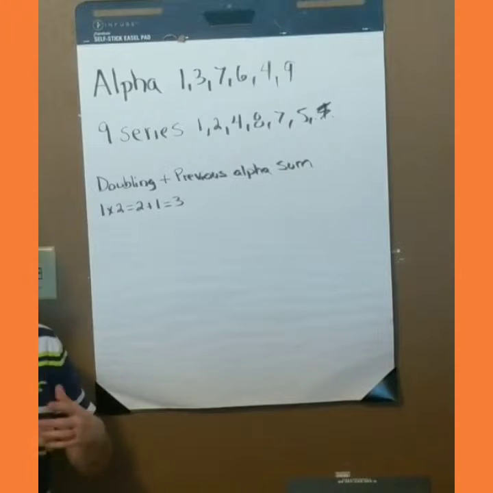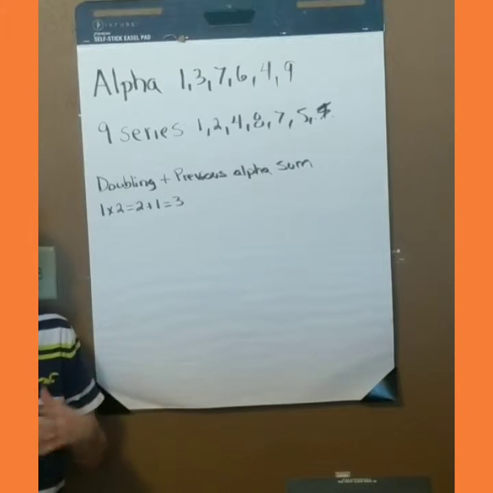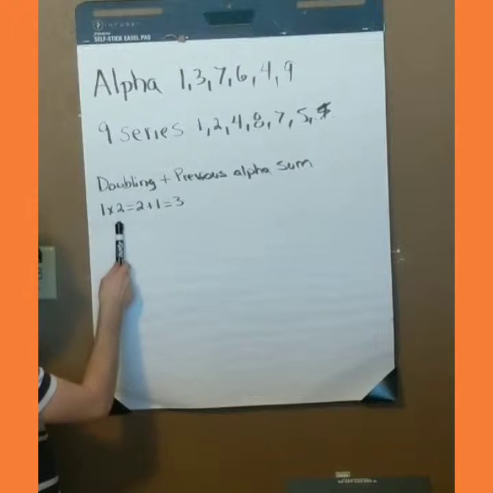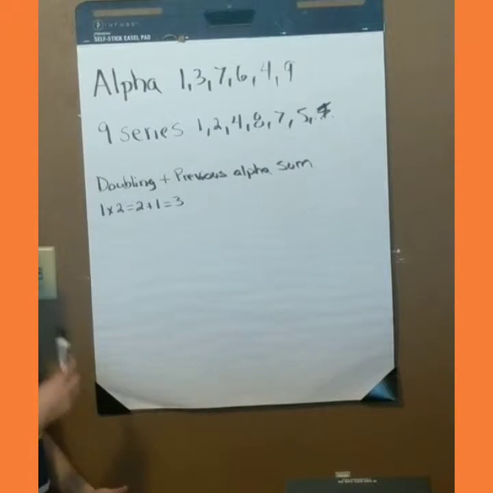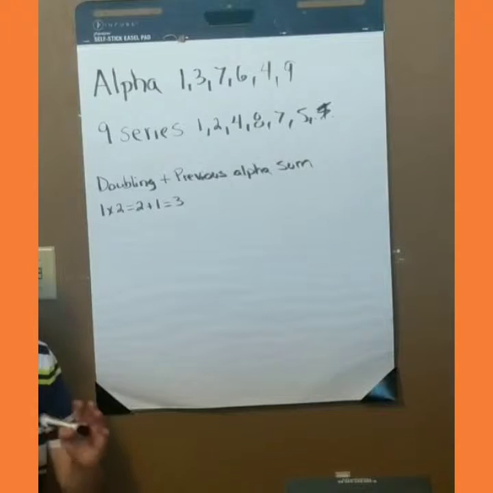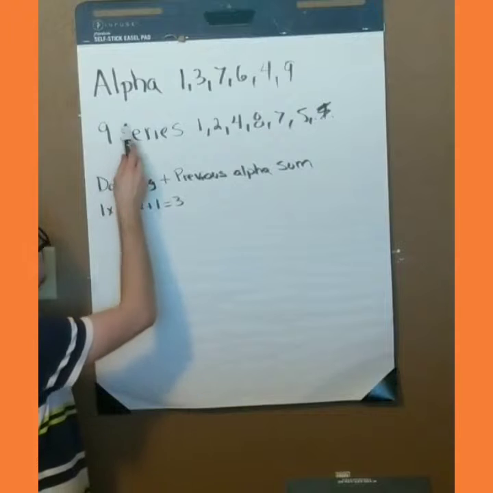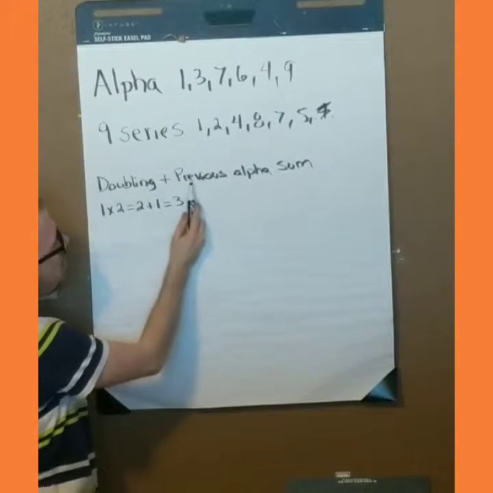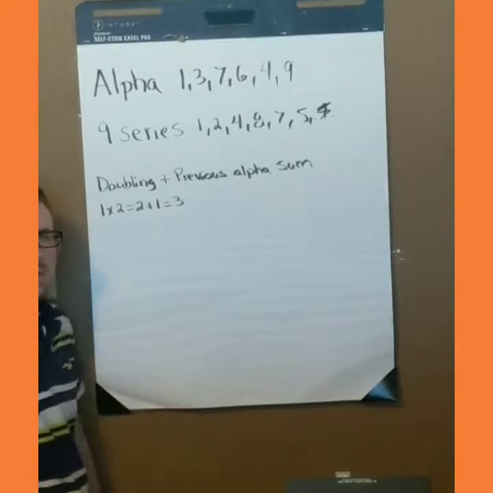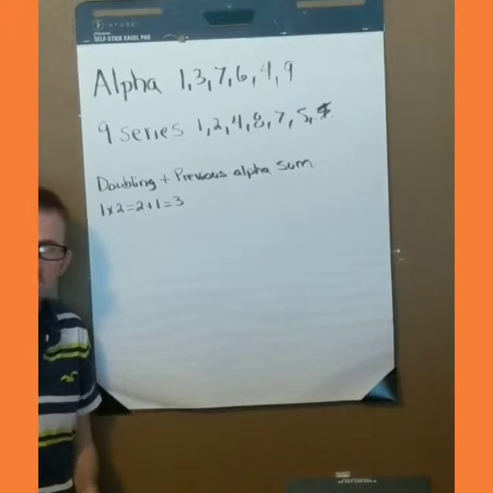Using basic doubling, 1 times 2, we're going to be able to find the next number in the alpha series. It may sound a little confusing, but just watch. Finding the next number in the alpha series is doubling plus the previous alpha sum. Now that may sound confusing, so I'm going to show you what that looks like.